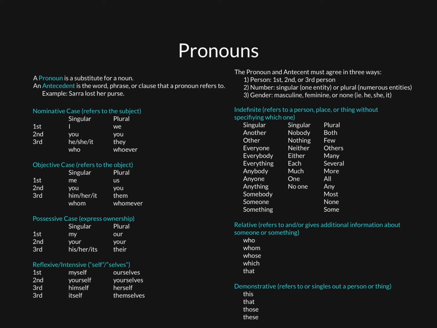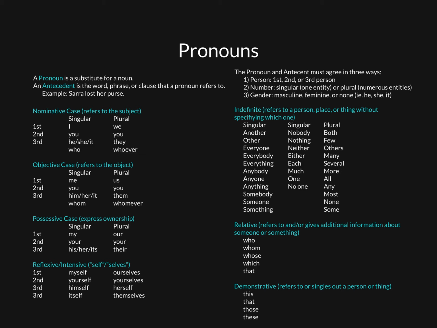So the antecedent has to agree with the pronoun in 3 different ways: person, number, and gender. So the person means first, second, or third person. The number is if it's singular or plural. And the gender is if it's masculine, feminine, or none. For example, he, she, it.